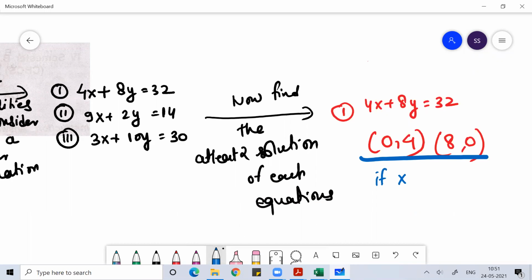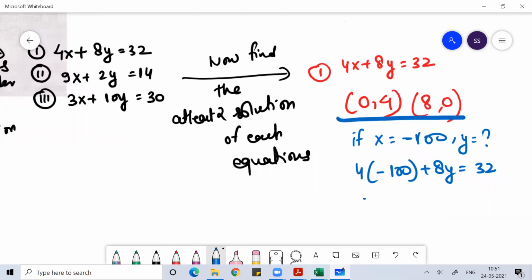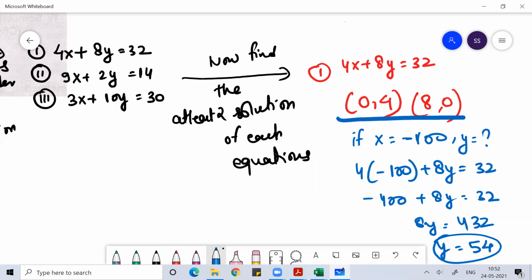Suppose x is equal to -100, simply I'm telling. Then the equation 4x plus 8y is equal to 32 becomes -400 plus 8y is equal to 32. So 8y is equal to 432. Then y is equal to 54. So it doesn't matter.